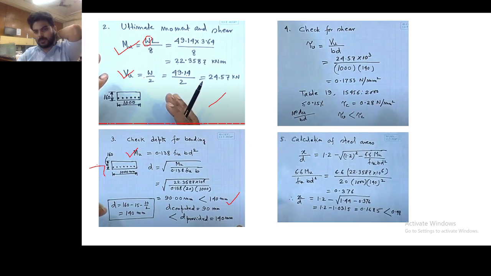So tau V is less than tau C. So it's safe, right? So for the calculation of the steel area, this formula can be used. X by D is equal to 1 by 2 minus under root 1 by 2 square minus 6.6 mu by FCK BD square. So by putting all the values, X by D we can calculate, which is coming as 0.1685, which is less than 0.48. So good.